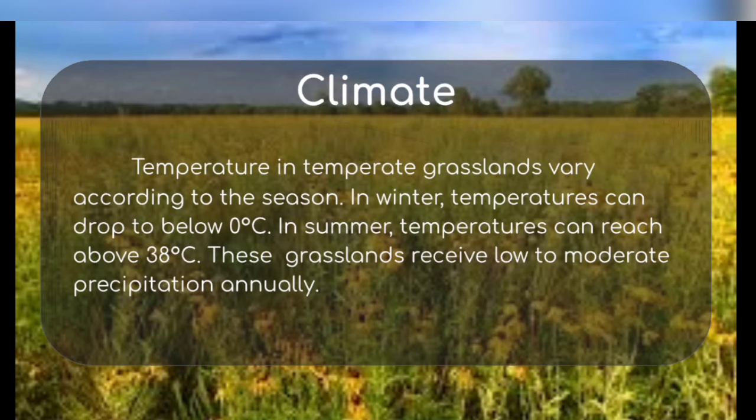Let us learn about the climate. Temperature in temperate grasslands varies according to the season. In winter, temperatures can drop below 0° Celsius. In summer, some temperatures can reach above 38° Celsius. These grasslands receive low to moderate precipitation annually. Precipitation here means rainfall. So these grasslands receive low to medium rainfall.